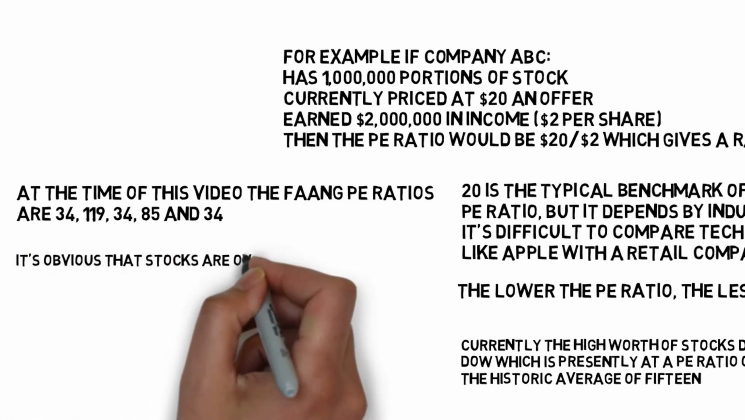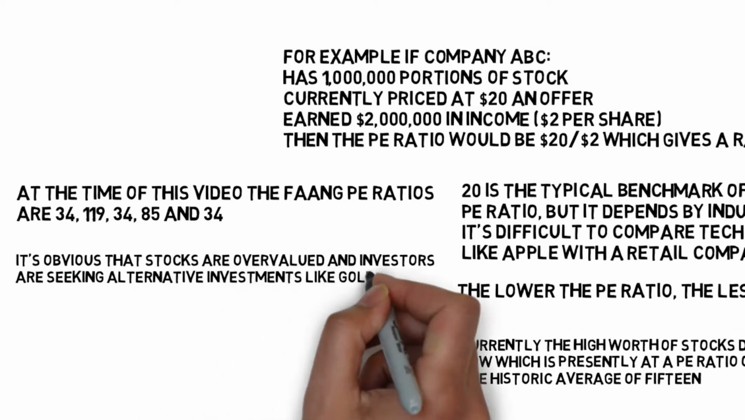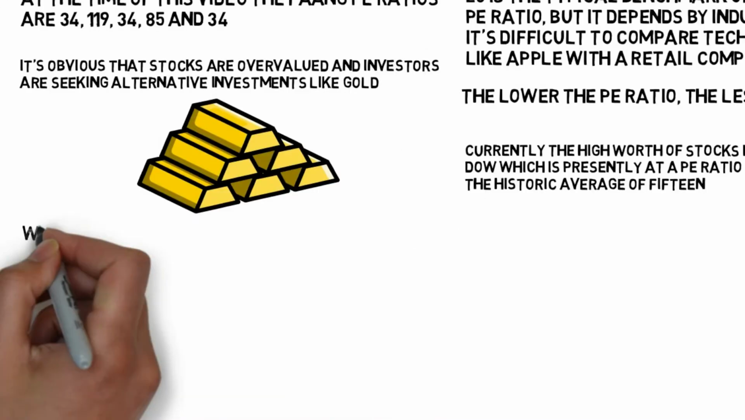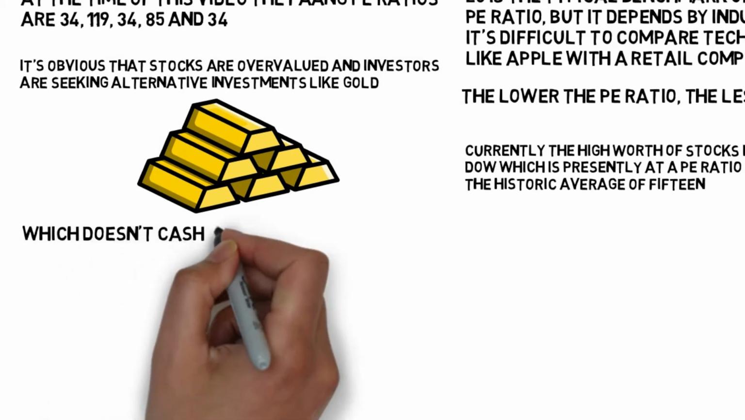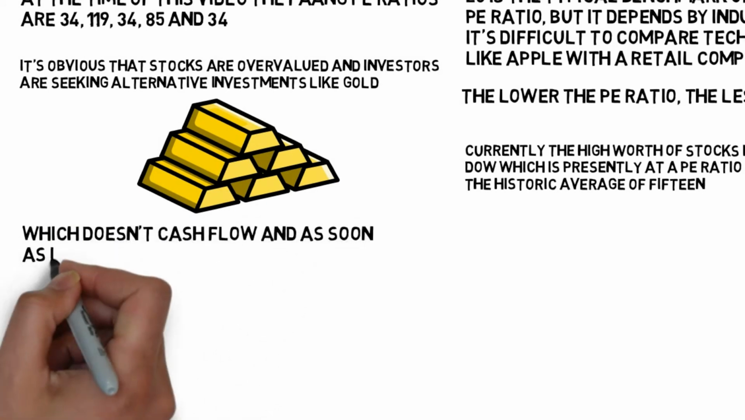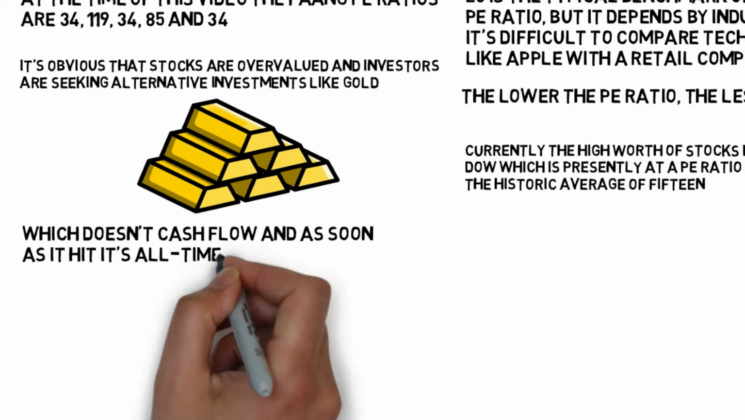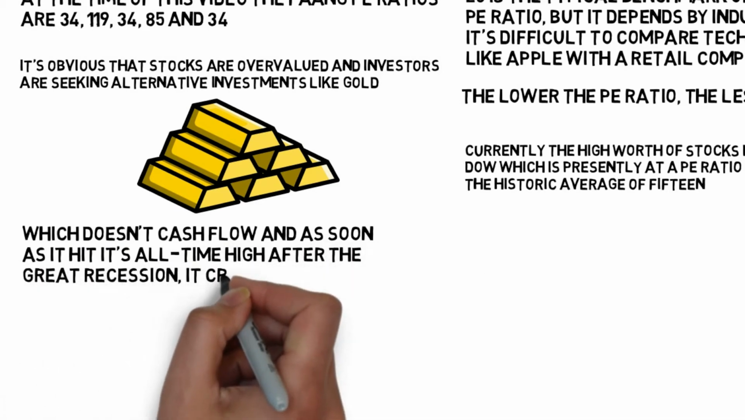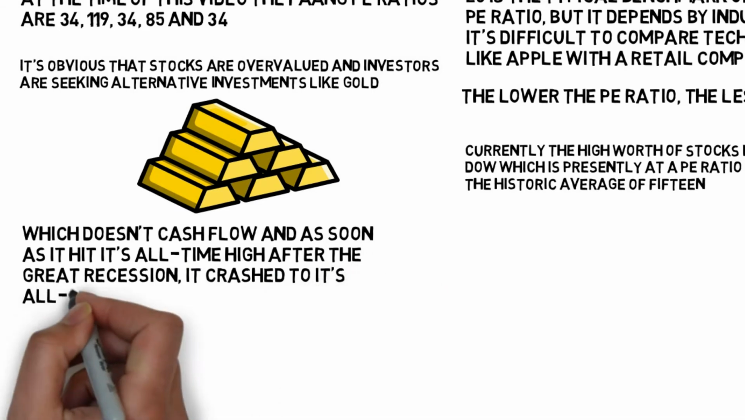It's obvious that the stocks are overvalued and investors are seeking alternative investments like gold, which doesn't cash flow and has hit all-time highs after the Great Recession. It crashed to its all-time low shortly after.